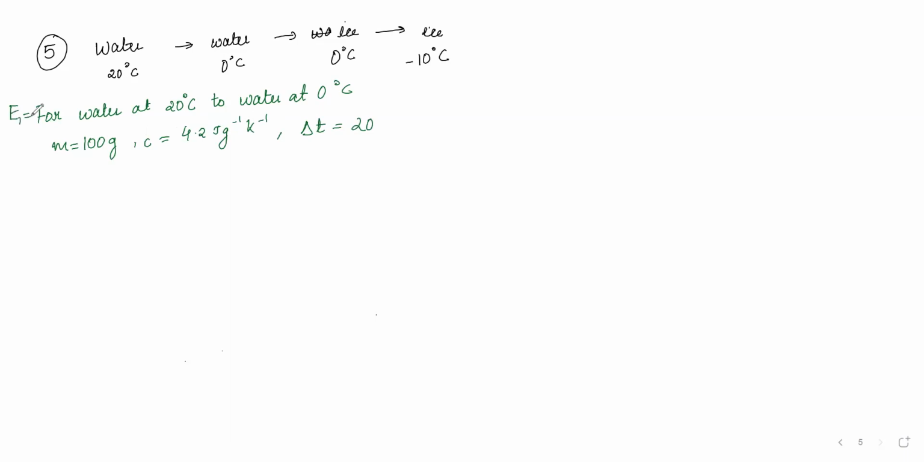Energy released will be equal to mc delta T. So this will be equal to 100 into 4.2 into 20. So how much is this equal to? 420 into 20, which will be equal to 840, no, one more zero, 8,400 joules. Okay, so this has been done.